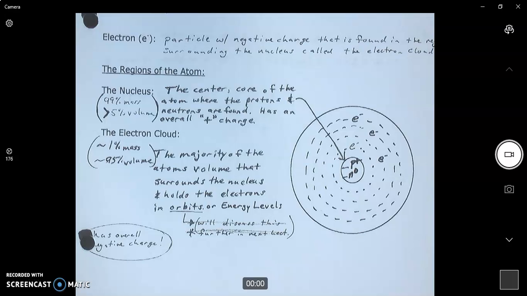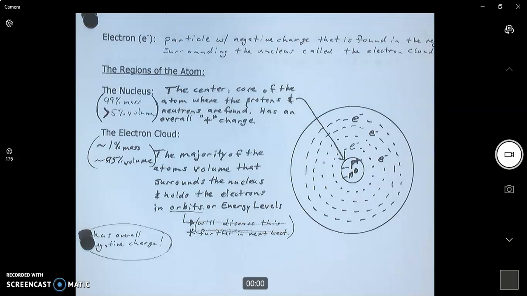The electron cloud is opposite of the nucleus. It only accounts for about 1% of the mass, probably less than that, to be honest. And it takes up over 95% of the volume.